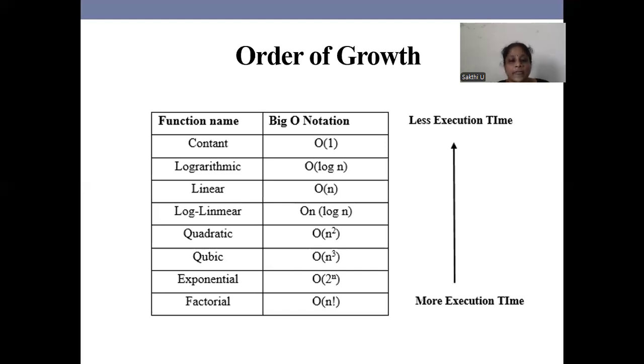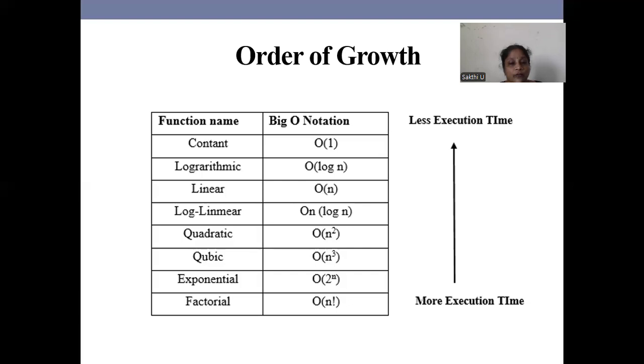And see here, the top one takes minimum time, the bottom one takes more time. If an algorithm has n factorial, for example the tower of Hanoi problem, the growth is 2 power n minus 1. The order of growth is 2 power n. It takes more time compared to all other algorithms. So the last one, factorial, takes more time than other algorithms. From bottom to top, execution time is reduced. Bottom is more execution time, the top is less execution time.